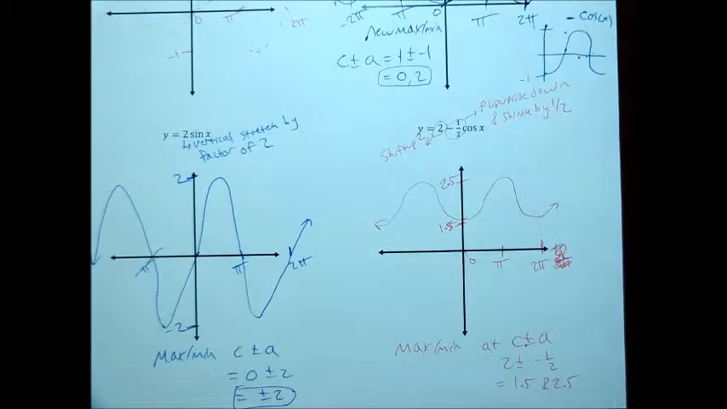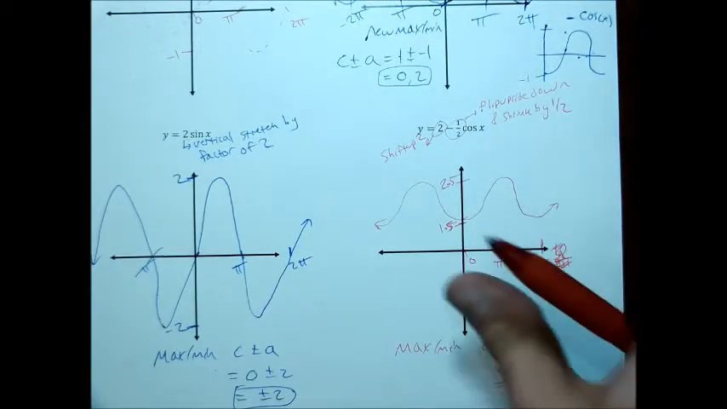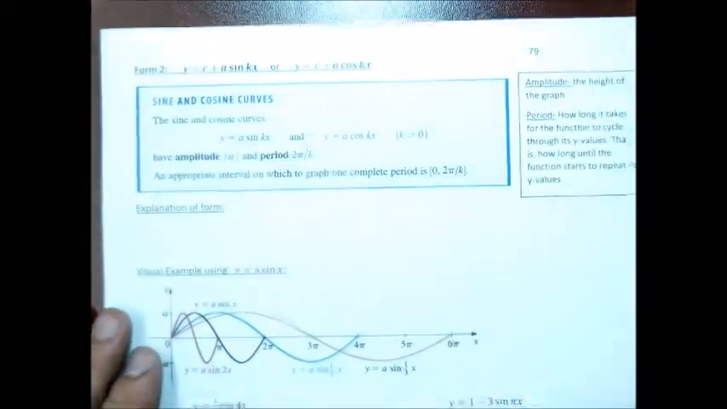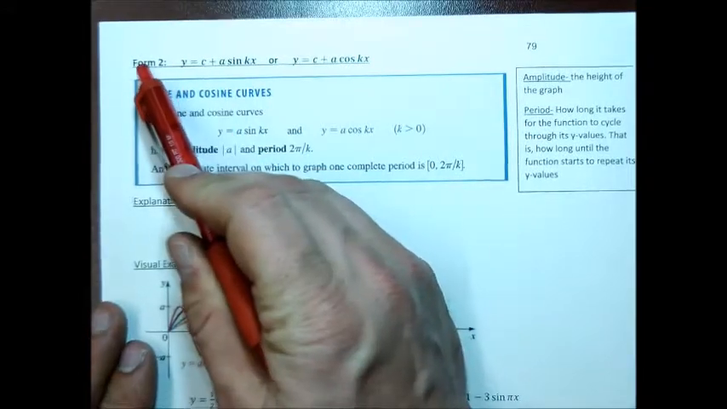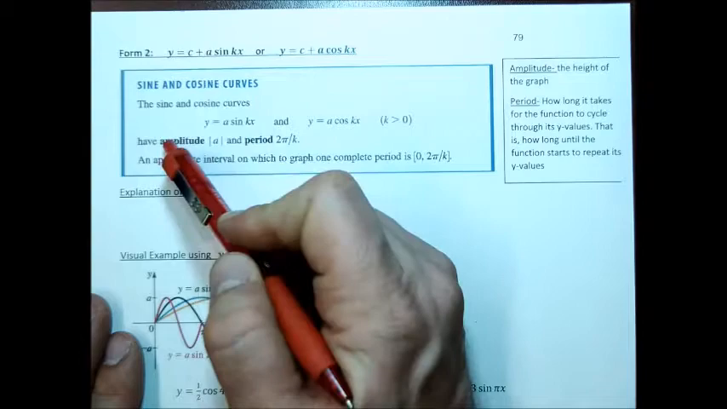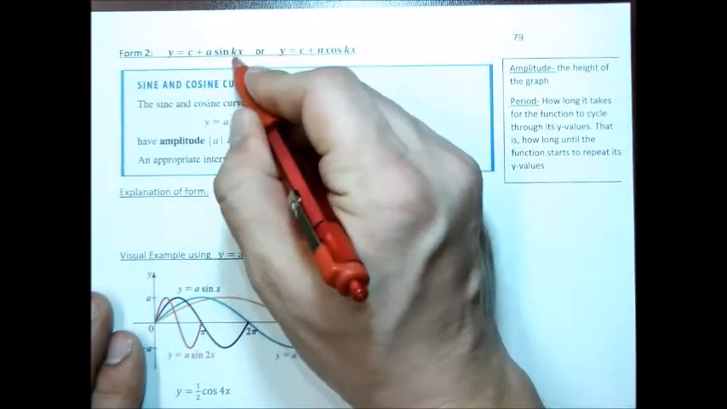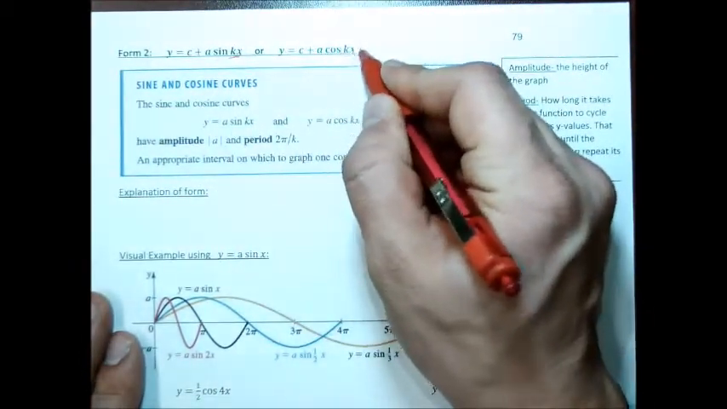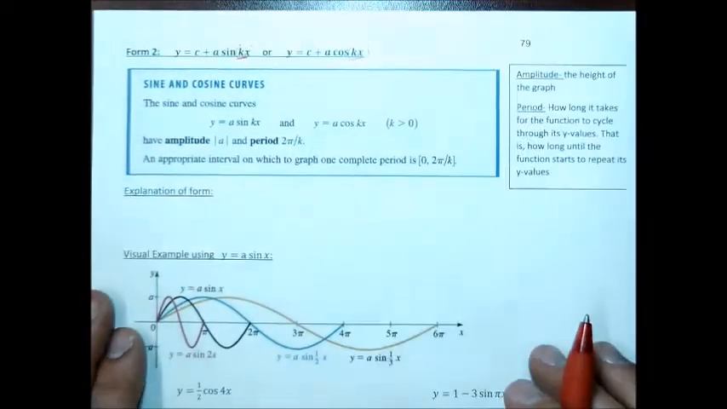Now what we're going to do on the next page is just add a new step, add another little wrinkle into the equation here. This is the second form we're going to look at, Form 2. We've still got the C and the A, the C plus A there. But the new thing is we've got a K inside the function. The K is multiplying the X inside the function.